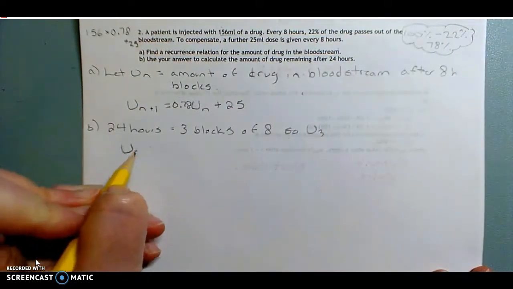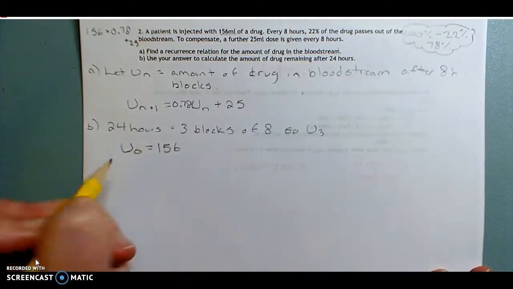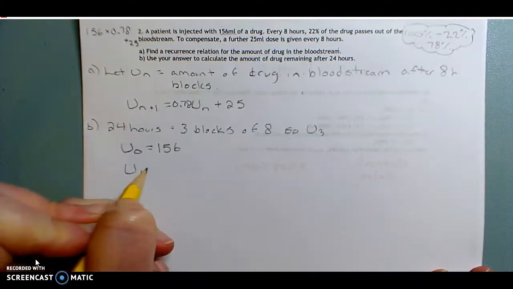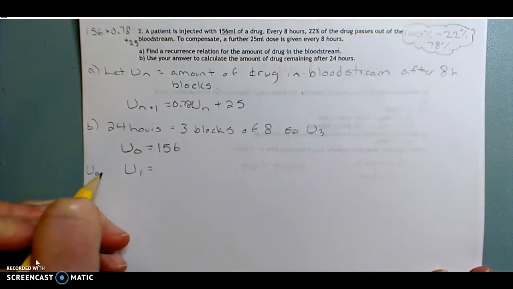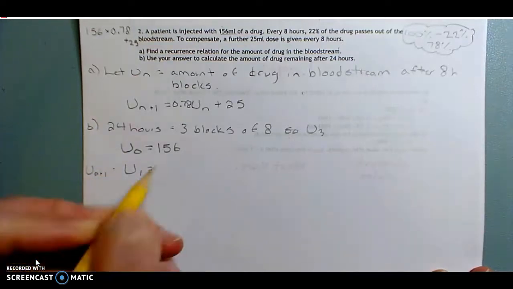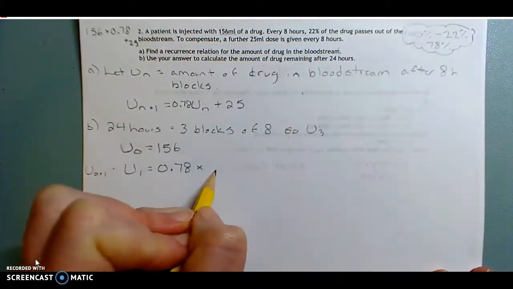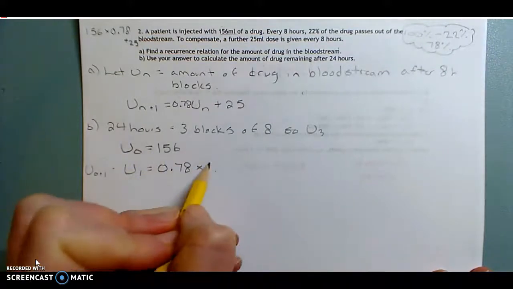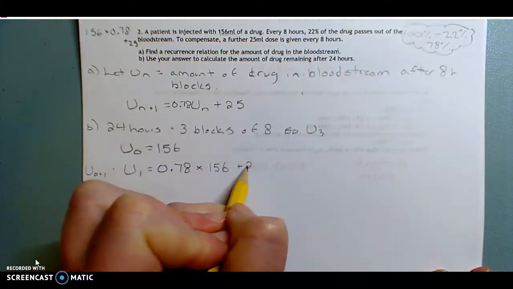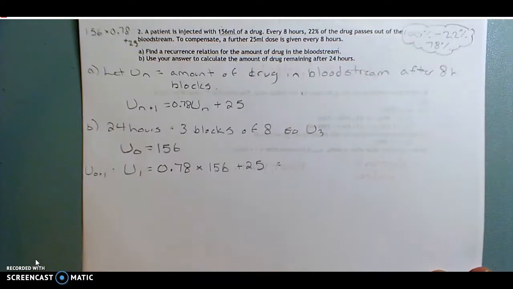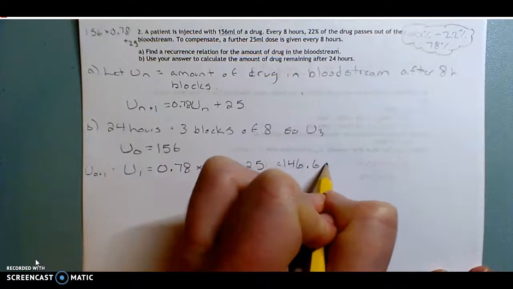So U0, our initial value, was 156. Now to get my next term, U1, we know what we're really doing is we're taking our initial term of 0 and adding 1 to it. So what we need to do is take 0.78 and multiply it by my current term of 156. And then we're going to add 25. And you will get 146.68.